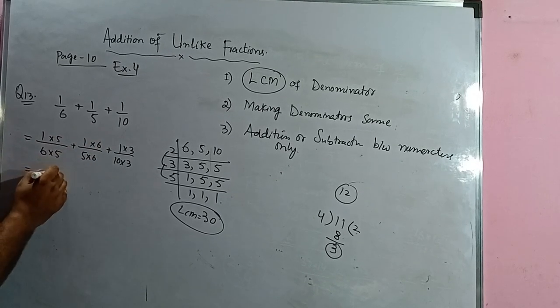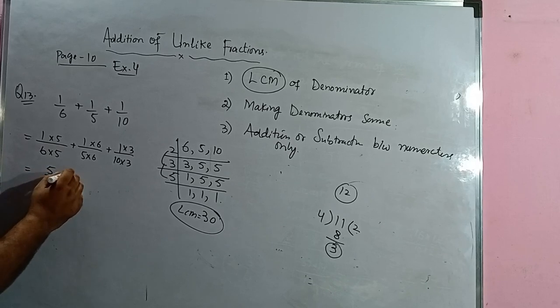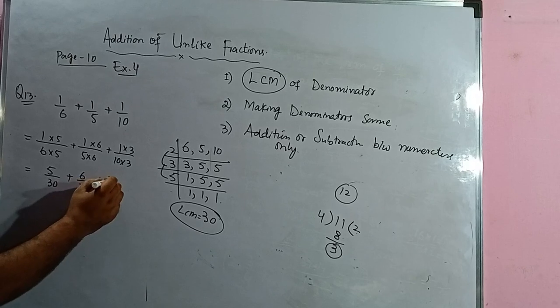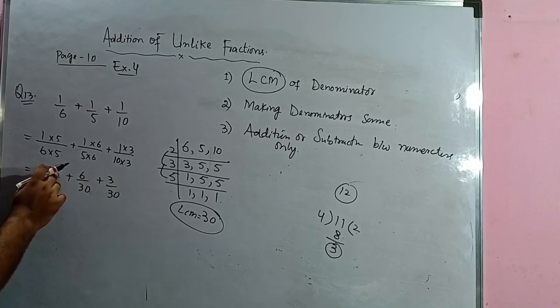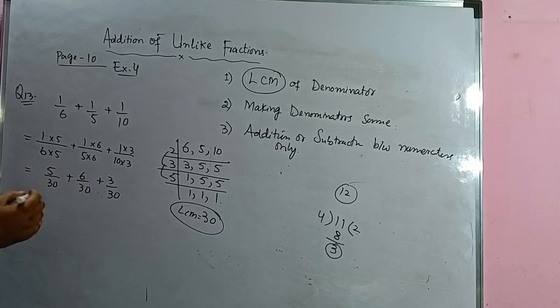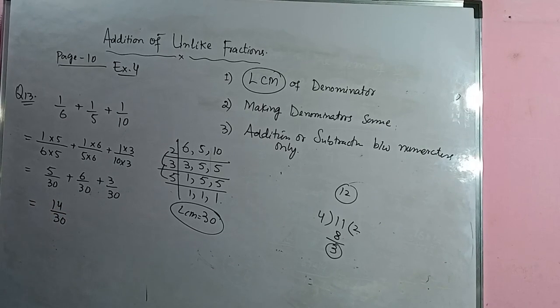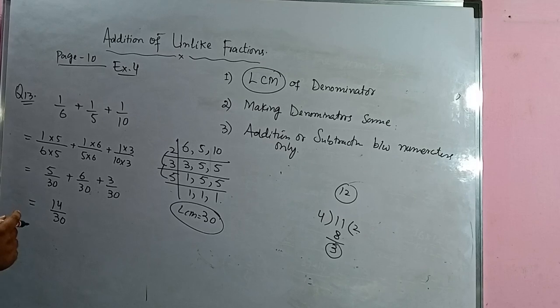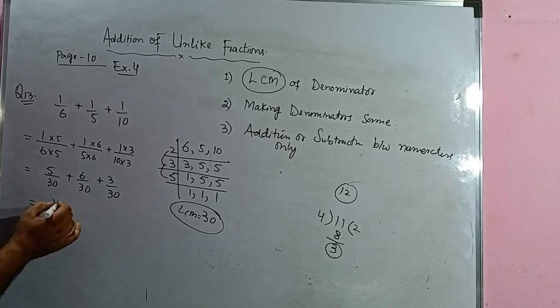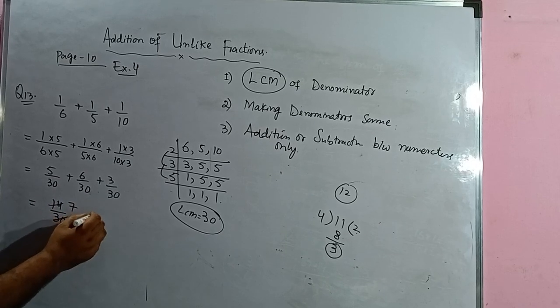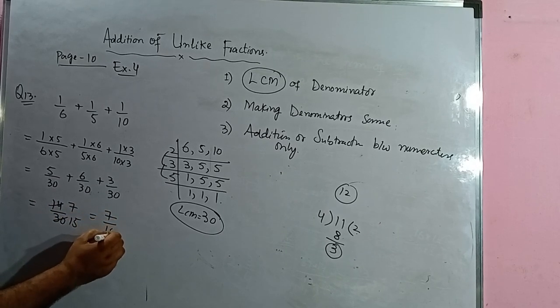Now 5 by 30 plus 6 by 30 plus 3 by 30. You can see here 5 plus 6 plus 3 is 14 by 30. So now I will do the cancellation. 14 by 2 is 7, 30 by 2 is 15. So 7 divided by 15.